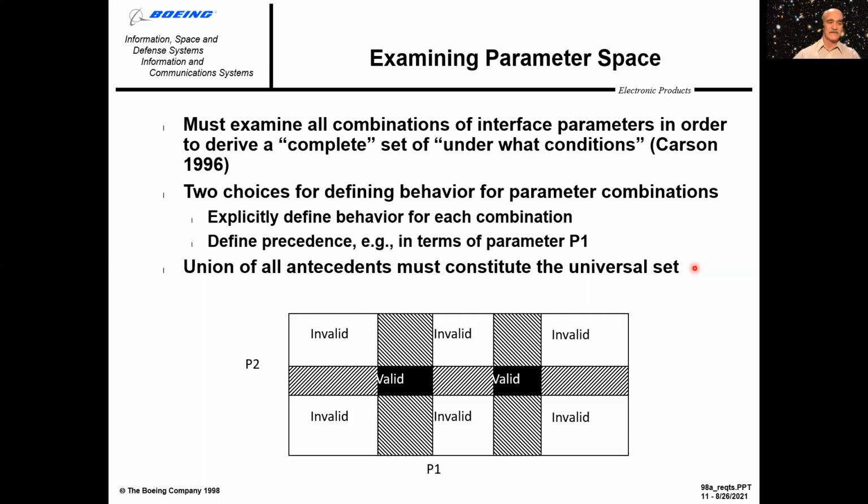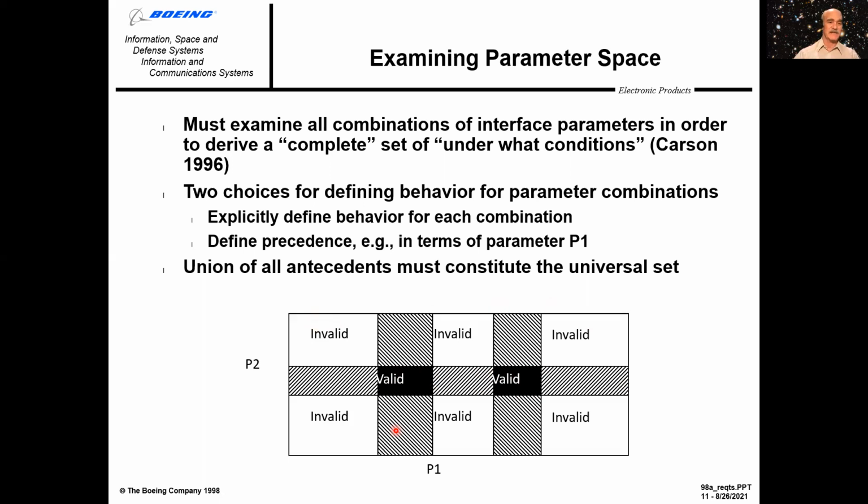That is, if I define behaviors for P1 and P2 both valid here and here, I could write a single requirement that says if either P1 or P2 is not valid, in other words, in this box or this box, then the system should do something that would cover these other 13 conditions. But I did it with one requirement.